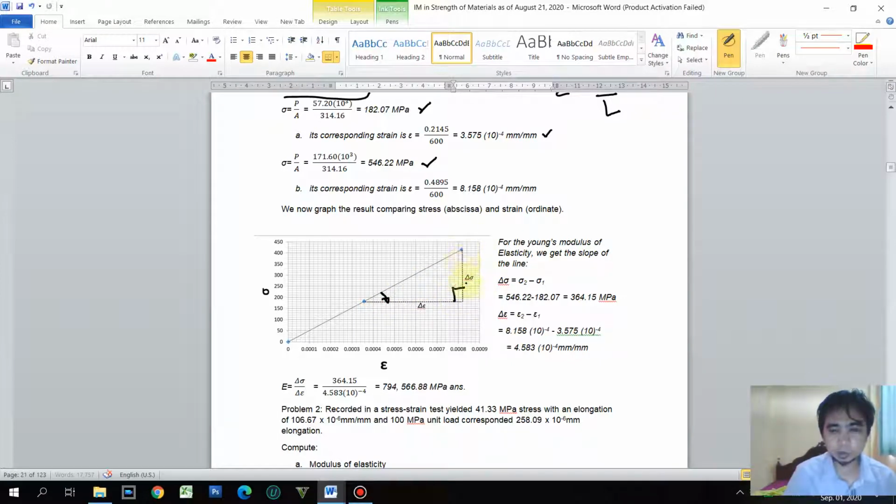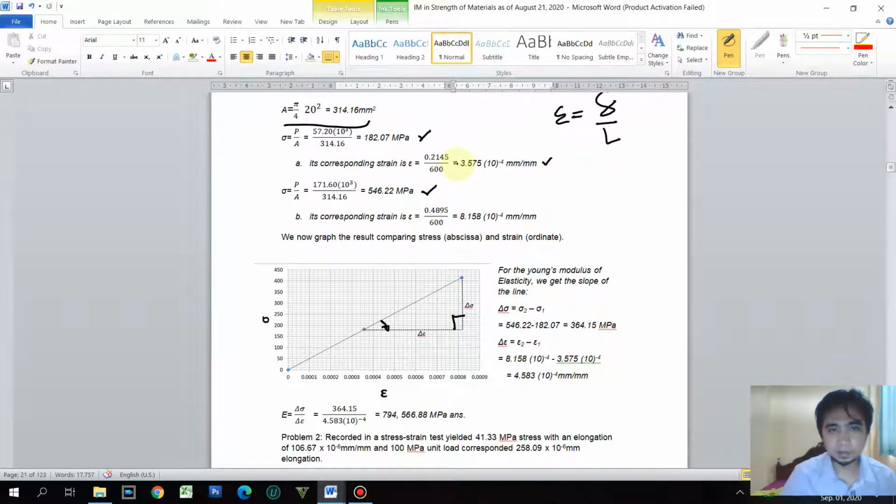of course, we'll just subtract what we have obtained a while ago, 546.22 minus 182.07. We have the change in stress of 364.15. And then for the change in strain, we will also deduct the first value from the second value and come up with 4.58 times 10 raised to negative 4 millimeter per millimeter.